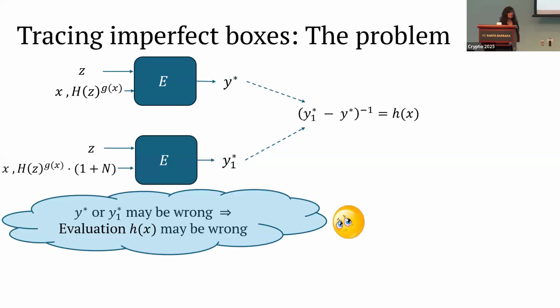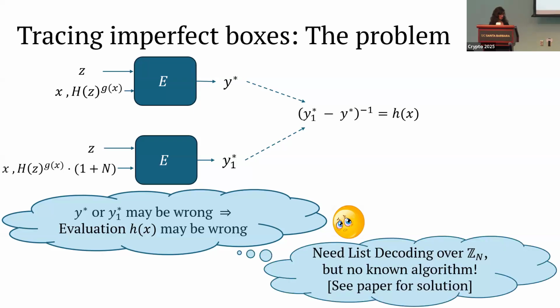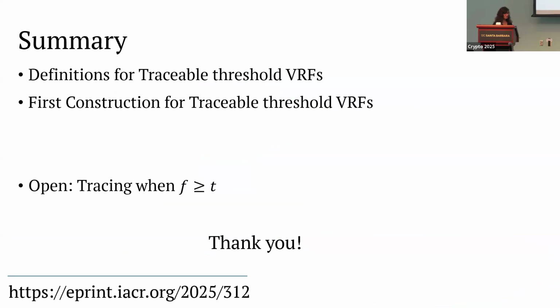Well, now the problem is if the box is imperfect, it doesn't always give you the correct evaluation as output. So this means that the values y star or y1 star that we get from the box may not actually be correct, which means that the evaluation h of x that we get may not be correct. So now if we do interpolation over wrong evaluations, we lose all guarantees about who we end up blaming. So in our paper, we show that if we had list decoding algorithms over Zn, then we could have solved this problem. But it turns out there is no known such algorithm. So because of this, we have to use some extra techniques to get around this problem. And you can look at our paper for that.